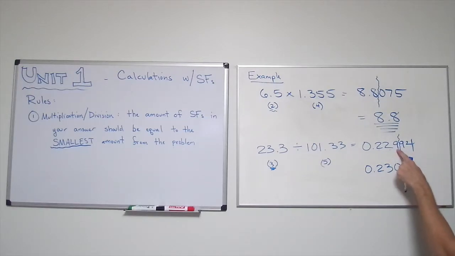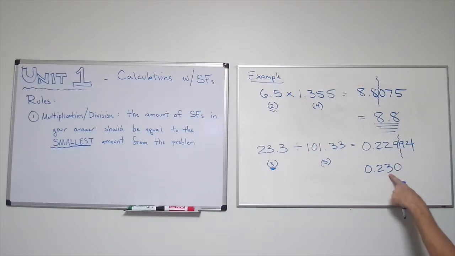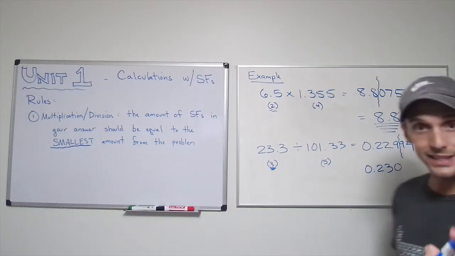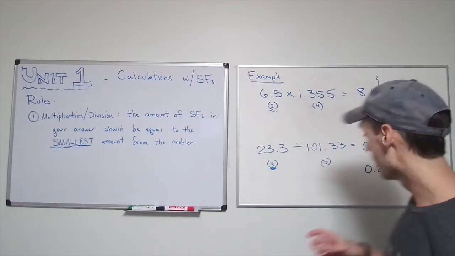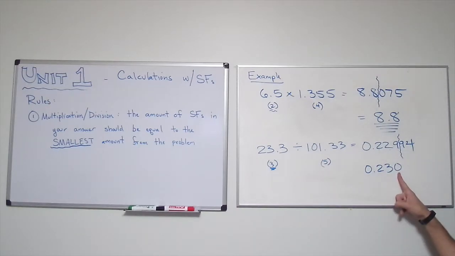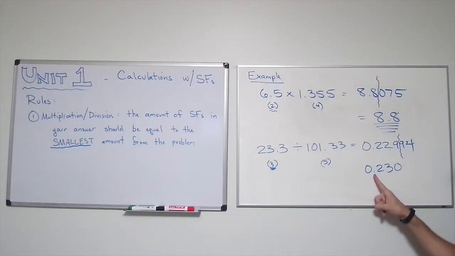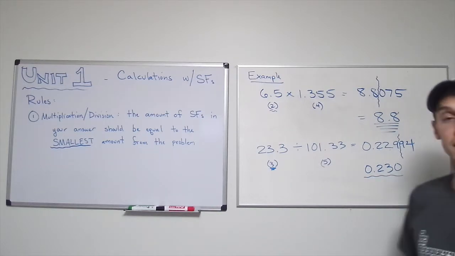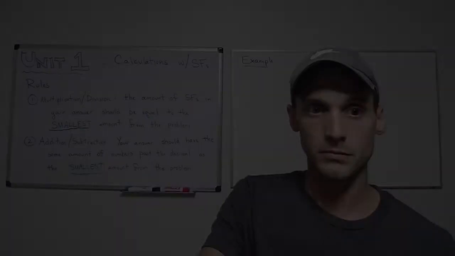That 9 is going to bump that up. So that's going to become 10, which is going to bump that 2 up to a 3, and you're going to leave this as a 0, but it is a significant 0 because it's trailing, it's at the end, and there is a decimal anywhere in the number. So that's our 3 sig fig answer.